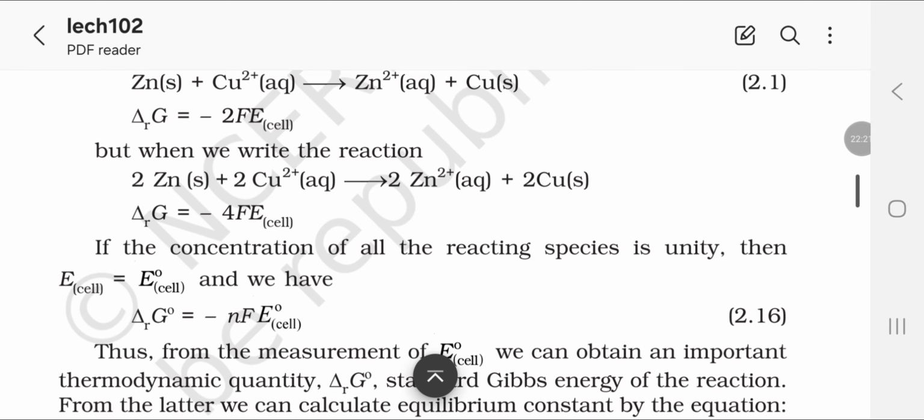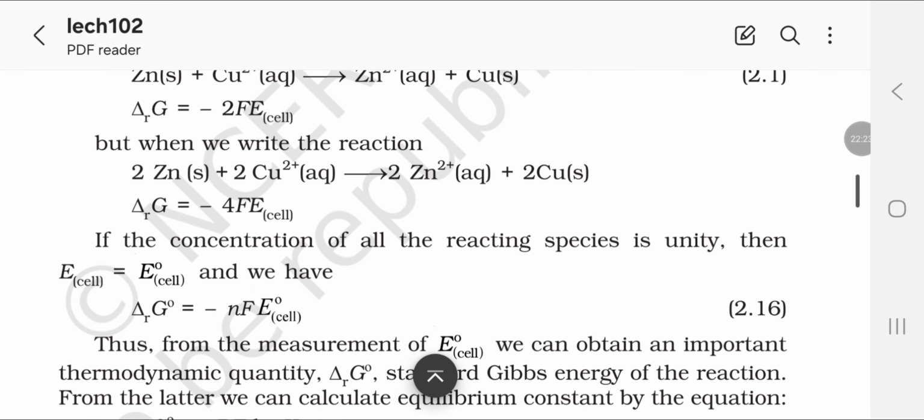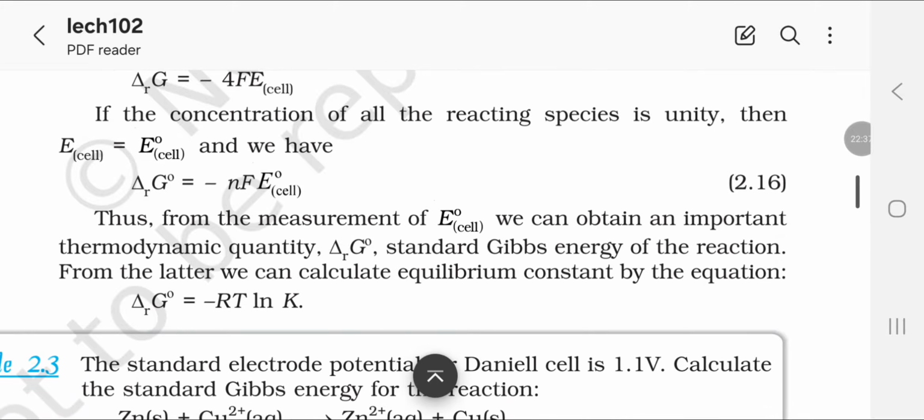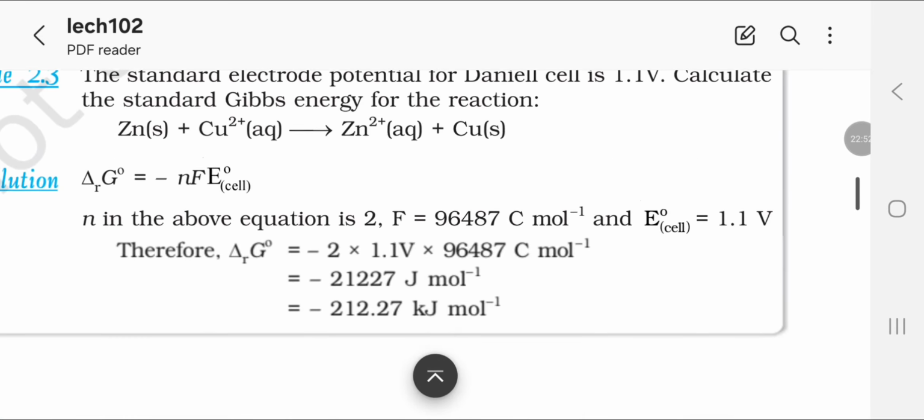If the concentration of all the reacting species is unity, then E cell is equal to E naught cell, and we have delta rG naught is equal to minus nF E naught cell. Thus, from the measurement of E naught cell, we can obtain an important thermodynamic quantity, delta rG naught, the standard Gibbs energy of the reaction. From the latter, we can calculate the equilibrium constant by the equation delta rG naught is equal to minus RT into ln of K.